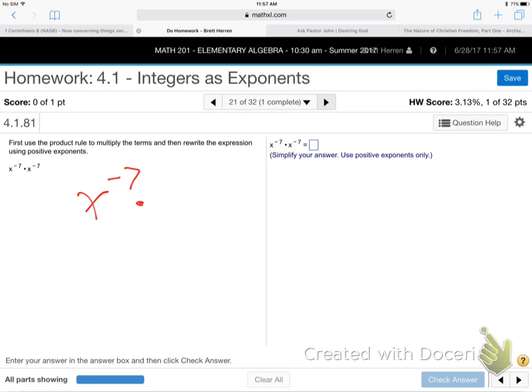x to the minus 7 times x to the minus 7. Are those guys unhappy? So what are they going to do? They're going to jump down, right? When they're negative powers, they're unhappy. So they're both going down, and they're both becoming positive 7s after they jump down.